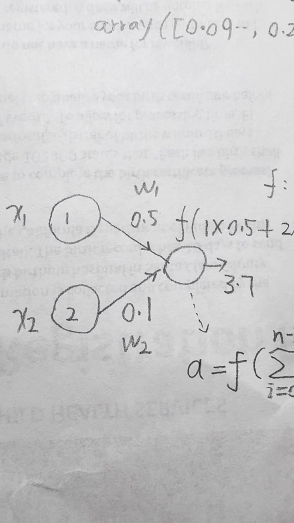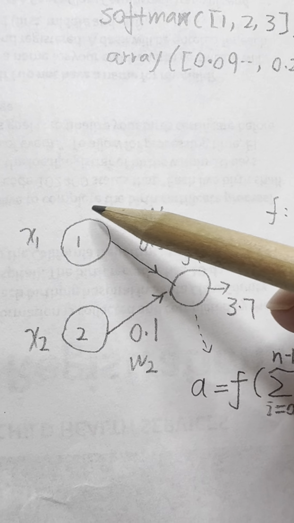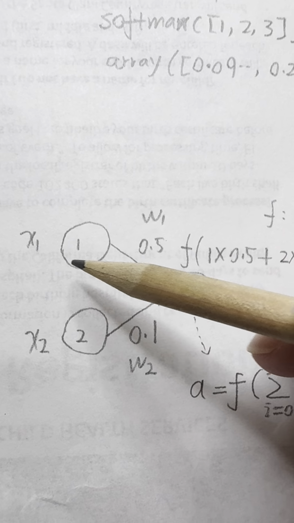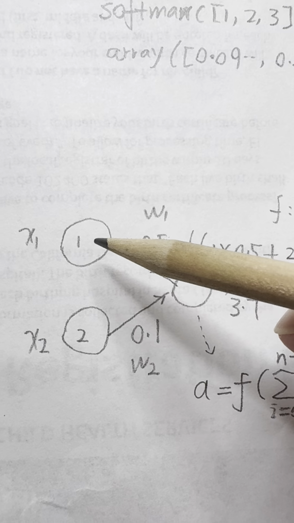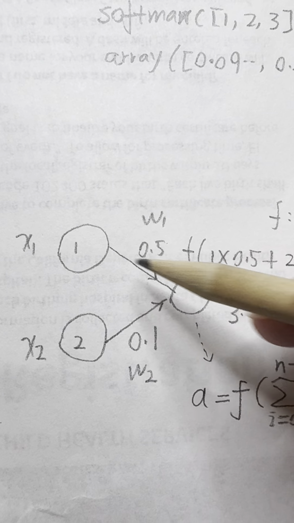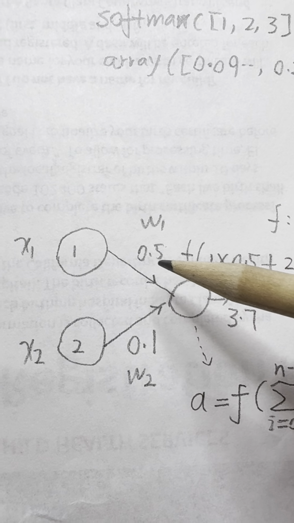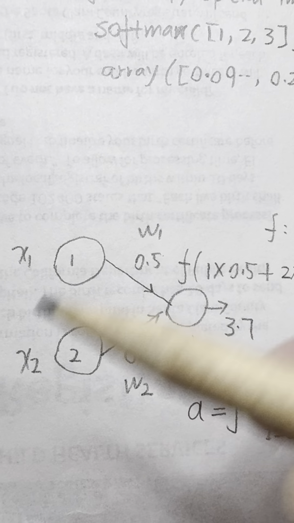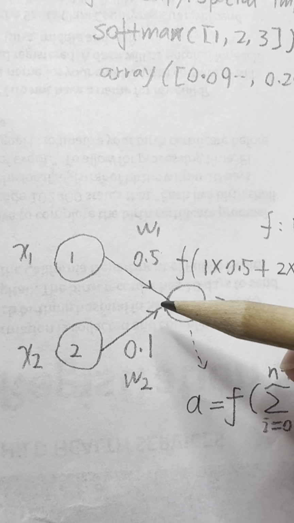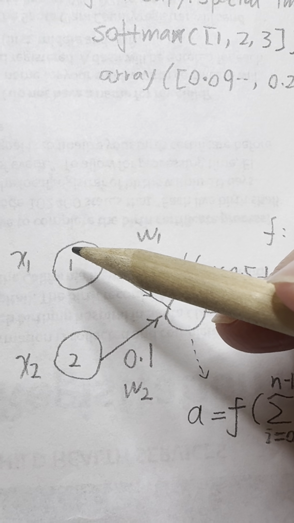I'll explain what a neural network is. A neural network basically has these vertices and edges. Each of these vertices is called a neuron, and each of the edges has a weight. Once a neural network is trained, that means the weights of this neural network are already fixed.